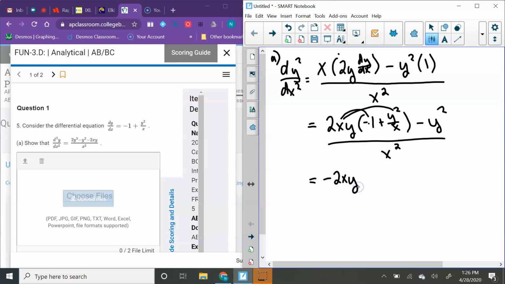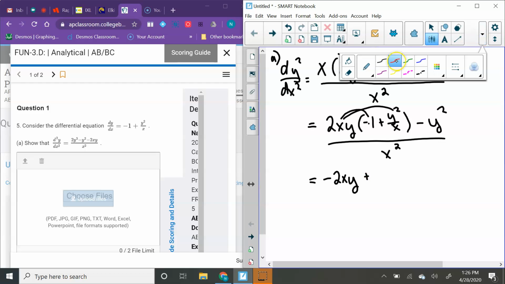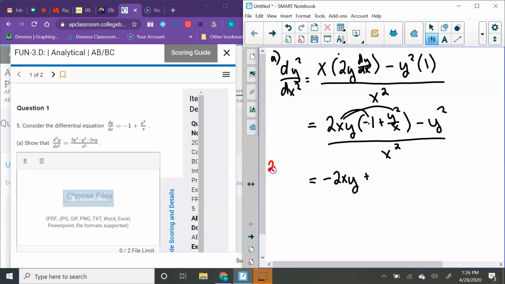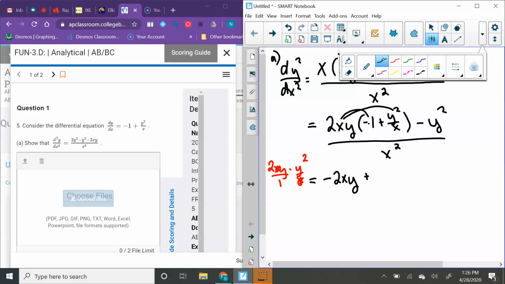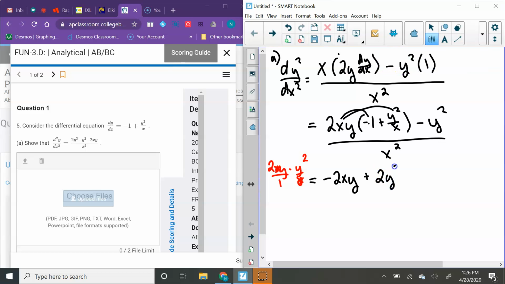And so that is going to give you -2xy plus, right here what you're doing, I'm going to do it over to the side here, is you're saying 2xy times y squared over x. And so there's 2xy's in the numerator. The x's right here are going to cancel out. And so you're going to end up with 2y to the third for that part. And then you get minus y squared all over x squared.